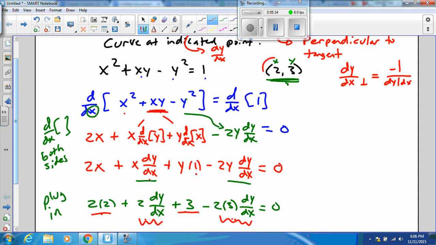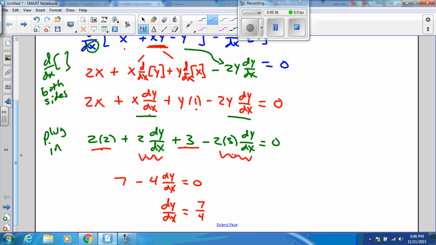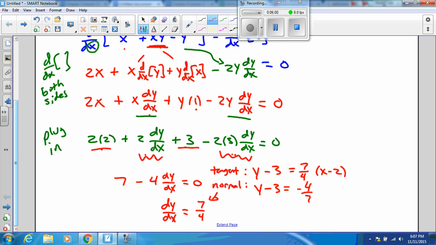And as soon as we have that, we can now get the equation for the line because we have a point and we have a slope. So I have y minus y1 equals slope times x minus x1, and I'm going to label that clearly as my tangent line. For my normal line, I have exactly the same point, but my slope is the negative reciprocal of the tangent line slope.